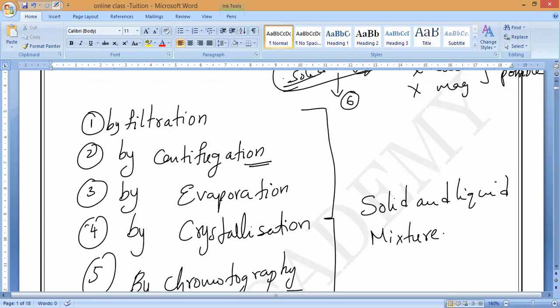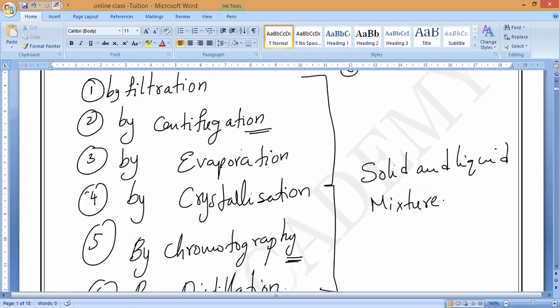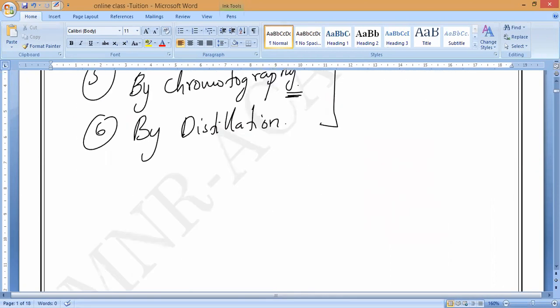I know almost all these instruments' operation, distillation column, centrifugation and all, because I have done them in my engineering laboratories. So that is why I know most of the instruments and how to operate them. So now let us come to here.